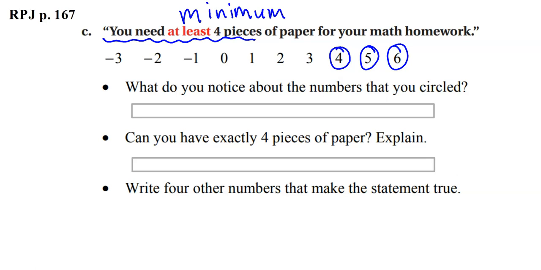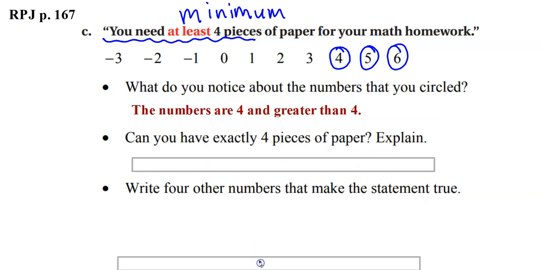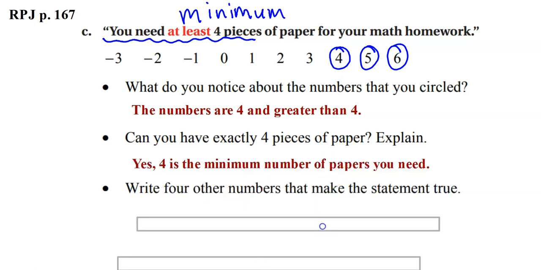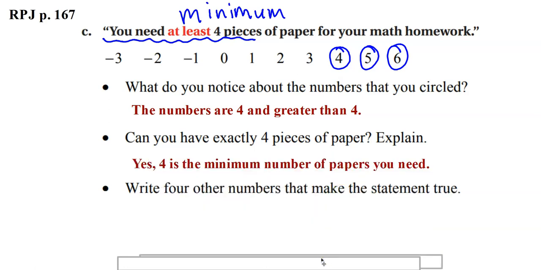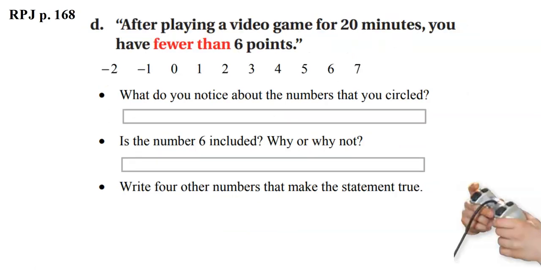What do you notice about the numbers that you circled? They are 4 and greater than 4. Can you have exactly 4 pieces? Yes, because 4 is the minimum number that you need. And then you can write 4 other numbers. If I don't want to be creative, I can just do 7, 8, 9, and 10. Don't want to use too much paper for our math homework.